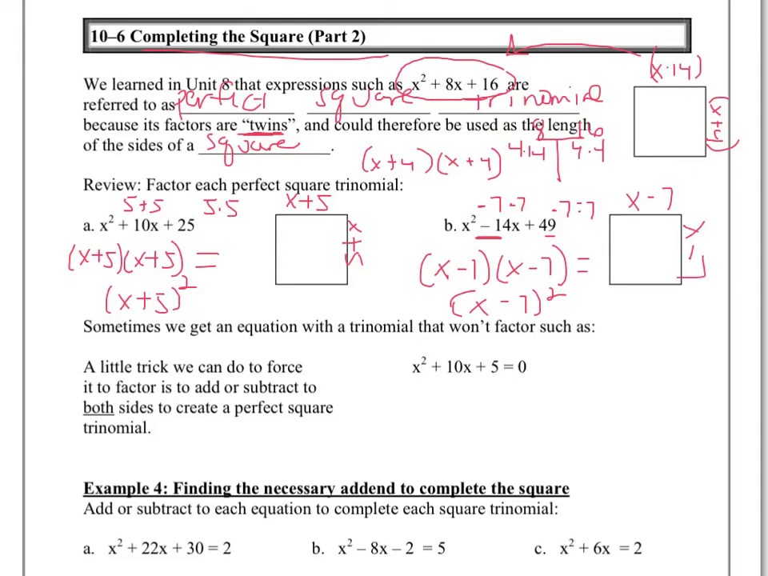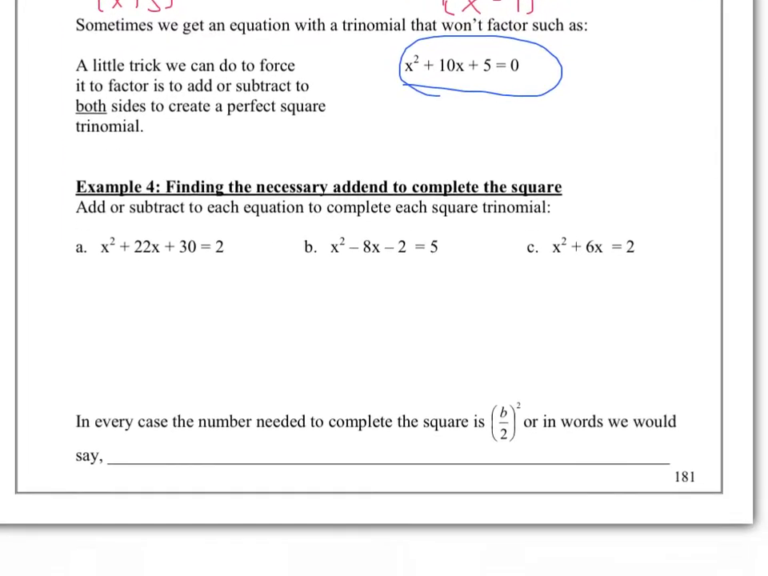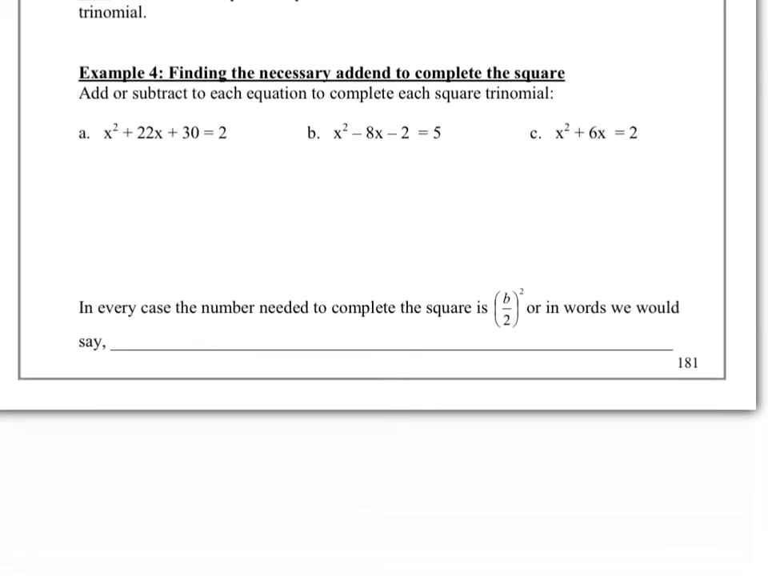The reason we went over that is because today we're going to talk about when we get an equation of a trinomial that won't factor. This is an example right here of something that we can't factor. There's no two numbers that multiply together to be 5 and also add up to 10. So we're going to do a little trick where we either add or subtract some number to both sides. This is where we're going to talk about completing the square. We need to add or subtract something in order to complete the square.